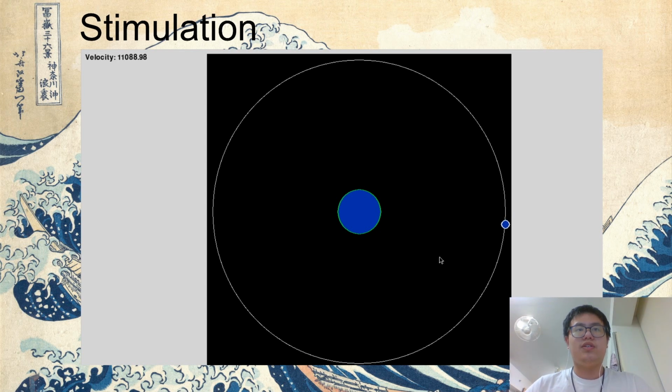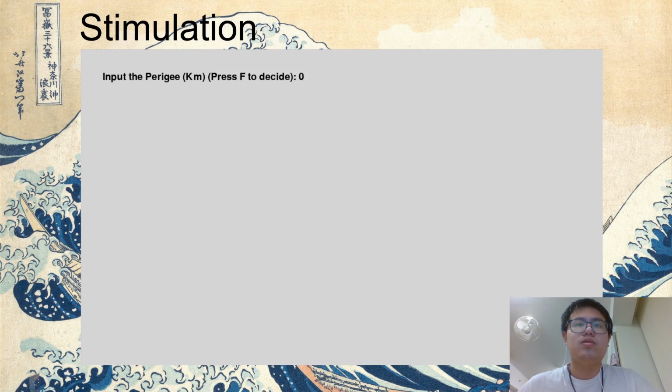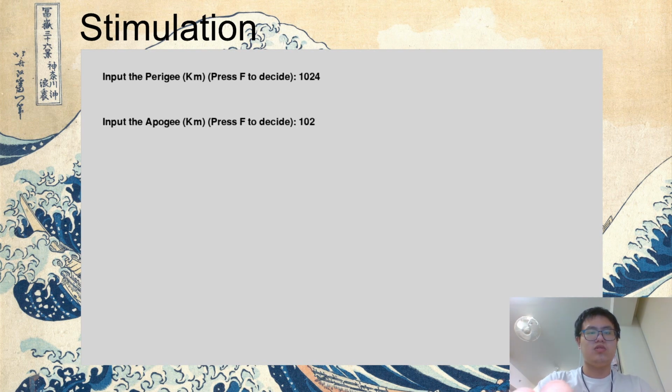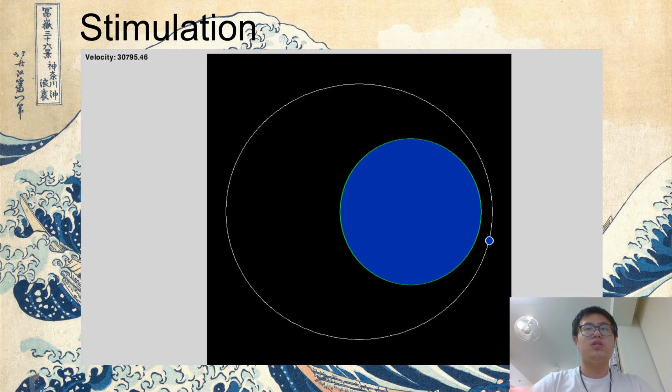This circle stands for the Earth, and this circle stands for the satellite. We can see that the satellite runs in a circular orbit and it runs at a constant speed. This satellite has an ellipse orbit, and we can see that it moves fast when it is close to the Earth and moves slow when it is far away from the Earth.